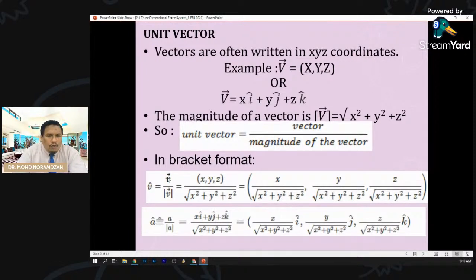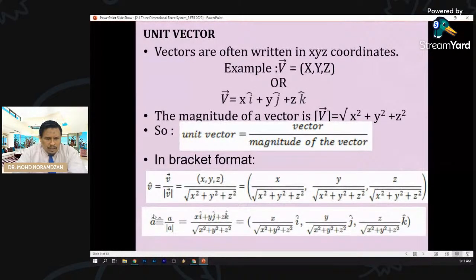The unit vector of v equals vector v divided by the magnitude of v, that is (x, y, z) divided by the square root of x squared plus y squared plus z squared. So you can see this: x divided by the magnitude of the vector, y divided by the magnitude of the vector, z divided by the magnitude of the vector.